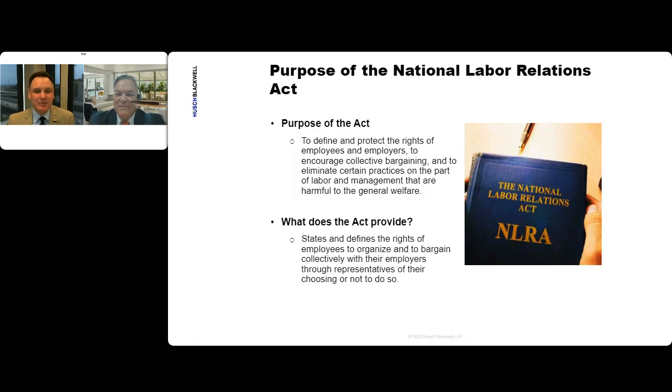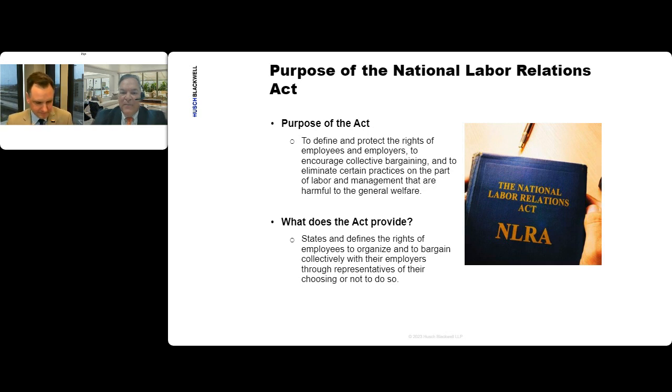Thanks, Tyler. Why don't you tell us a bit about what the NLRA is for those who are with us that may not have the background and info? Sure. So the National Labor Relations Act has been around for a long, long time, many decades.